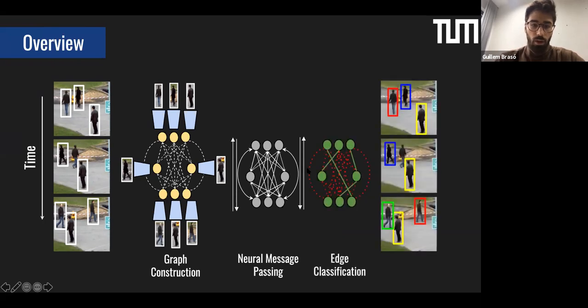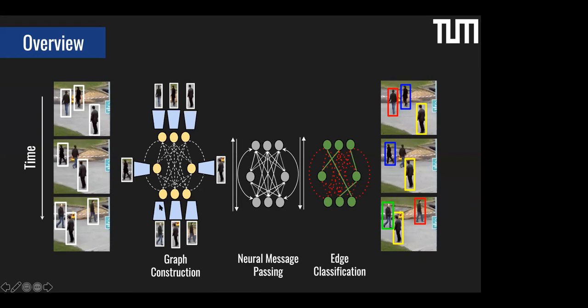Once we have these new embeddings, we apply a classifier on top of every edge. For every edge, we apply a binary classification network that outputs a classification score between 0 and 1. A score of 1 means that these two objects belong together, in this case this blue pair. Red, which is most of the edges, means that the two objects do not belong to the same trajectory.